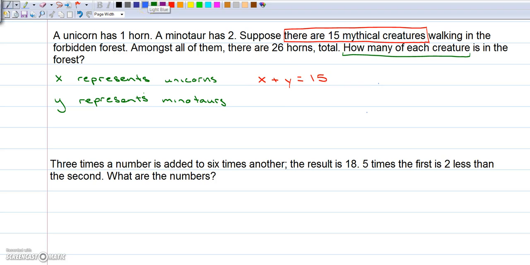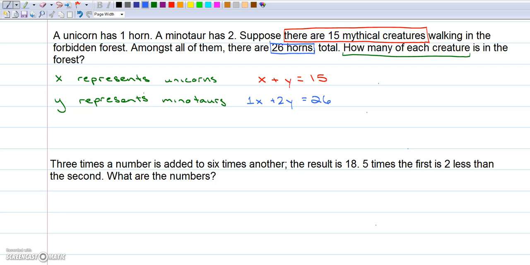So what about the second part? It says there are 26 horns. I know it's got to be 26, but how is that 26 coming up? Every one of those unicorns has one horn. Every one of those minotaurs has two. So what that actually did is I assessed a particular value to the variable that I created first.